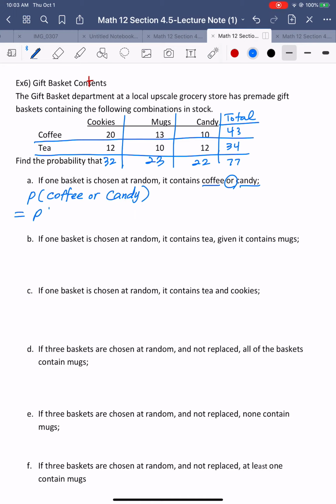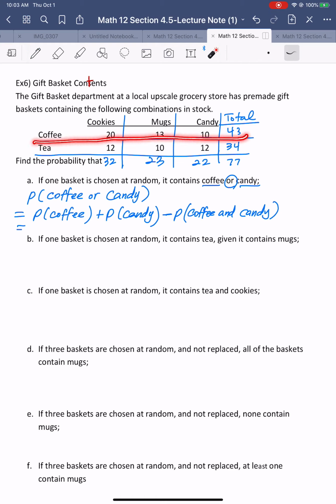We have to find the probability of the coffee and the probability of the candy. But some baskets have both coffee and candy, which we count twice. So these are the coffees: there are 43 baskets that have coffee out of the 77.